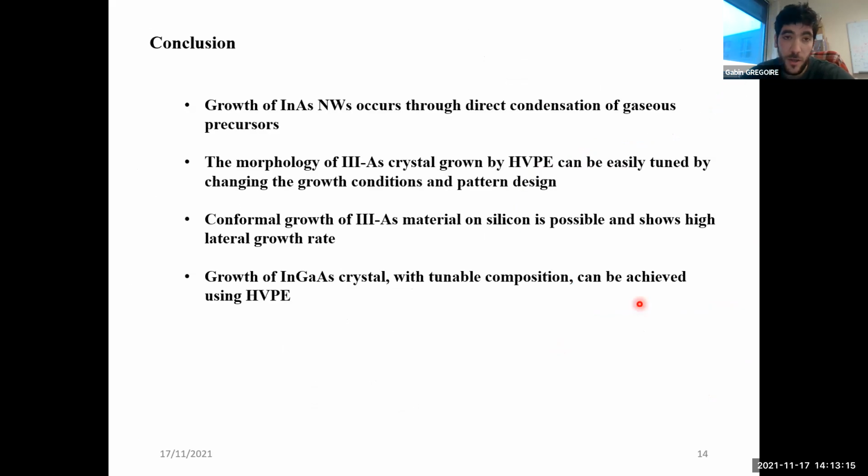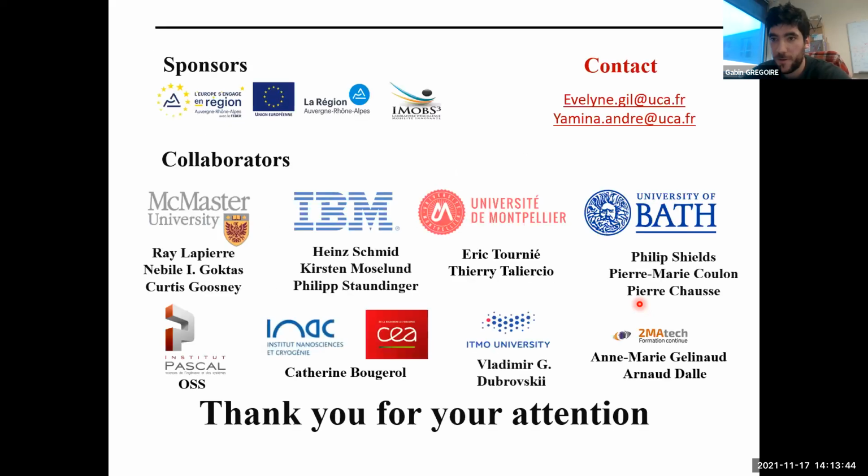So to conclude, we show that the growth of indium arsenide and also gallium arsenide and indium gallium arsenide occurs through direct condensation of the gaseous precursors. The morphology of the crystal can be tuned by changing the growth condition, but also the pattern design. This morning, Evelyn Gilles showed that conformal growth of 3 nanometer is possible. And finally, we show that growth of indium gallium arsenide is possible with tunable composition. Thank you for your attention.